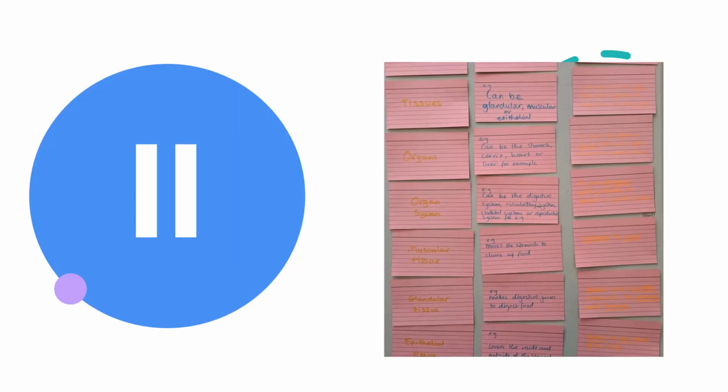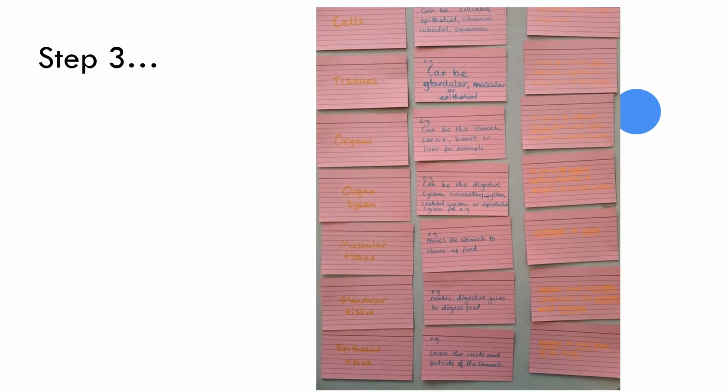Third, write the definition of each level of organization onto a separate index card in a pen that is clear to read. I will have to read out my definitions to make it easier to see on camera because I used a highlighter, which is a bit faint to see from the images.